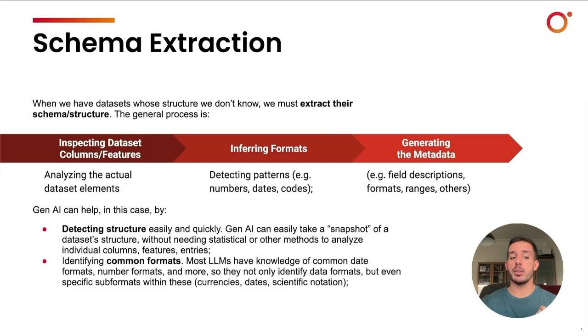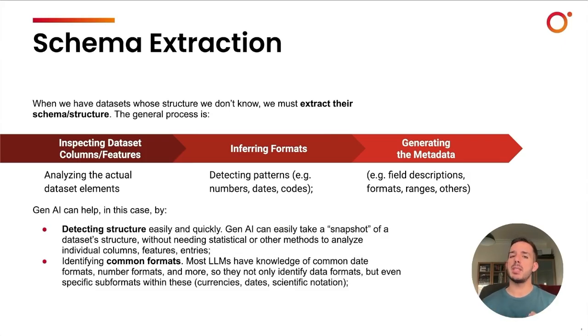And generative AI is also especially good at detecting common formats. Why? Because most LLMs have knowledge of the common date formats, the common number formats, and more. So they can not only identify the data formats in a specific dataset, but even the specific subformats within these, right? Currencies, date formats, scientific notation for numbers, and so on. Why? Because again, they have seen these formats in all sorts of things, right? Financial transaction datasets, research papers, annual reports by companies.